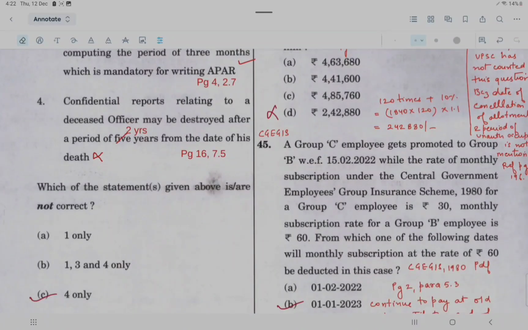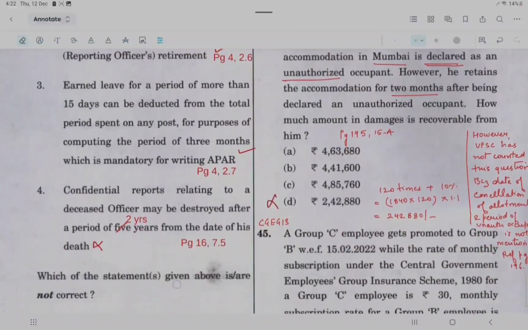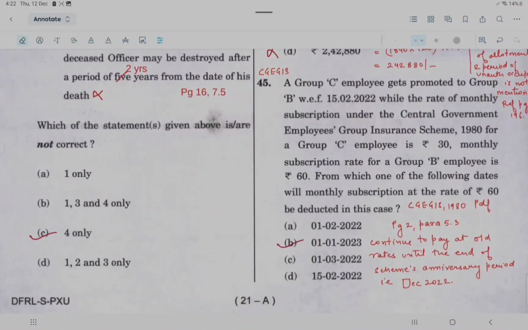Now the question is asking for statements which are not correct. So we have seen that 2 and 3 are correct. So you can eliminate option B and option D from here, because in these options you can see 3 coming and 2 coming.